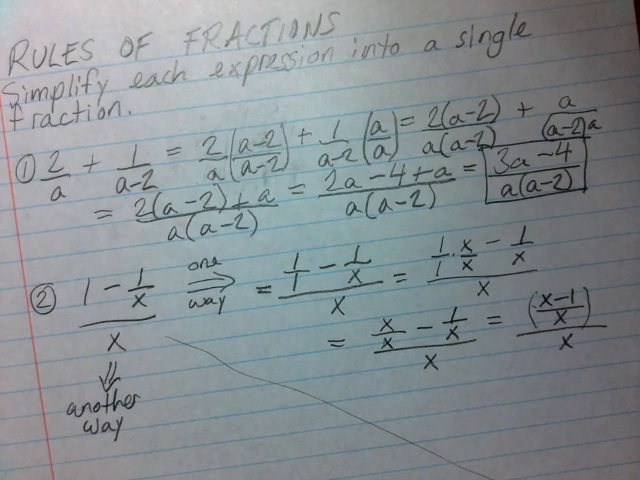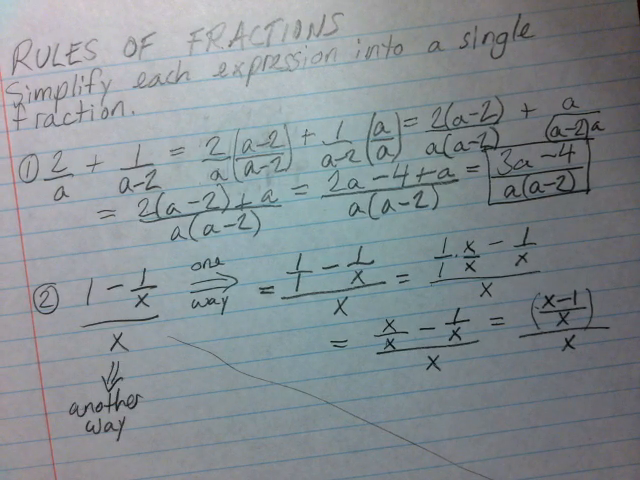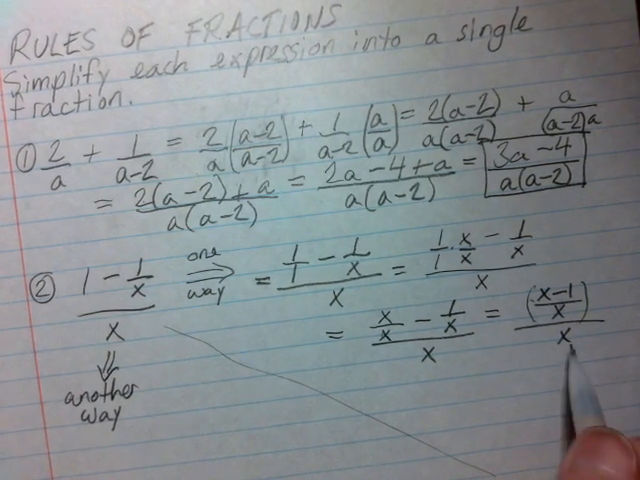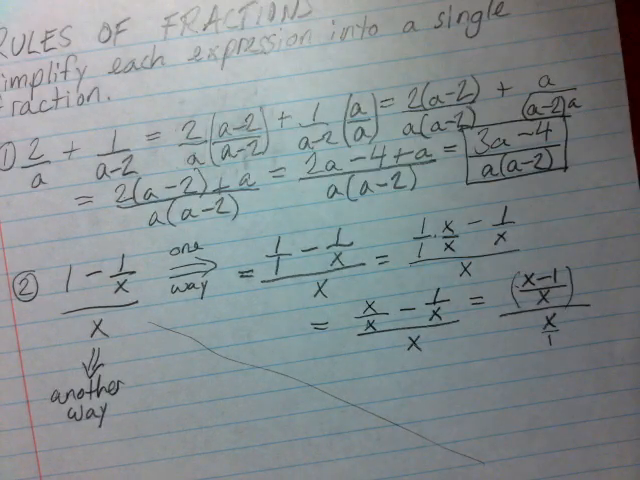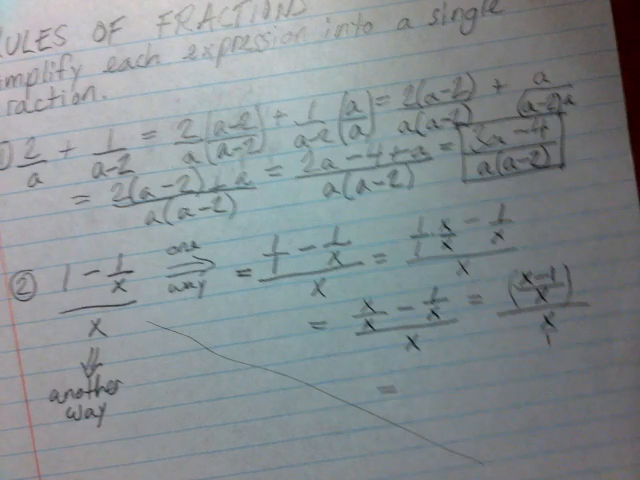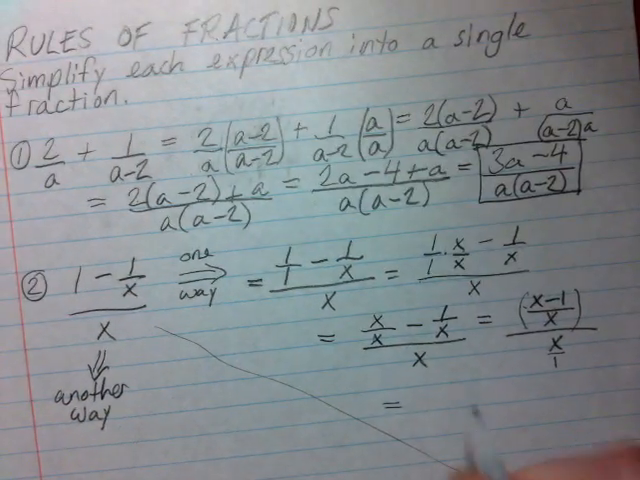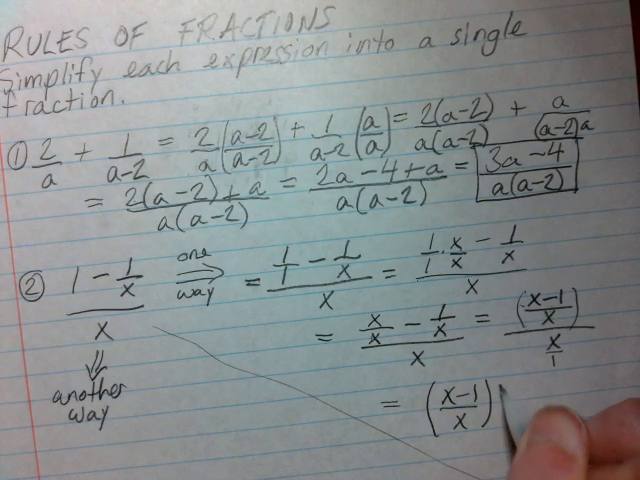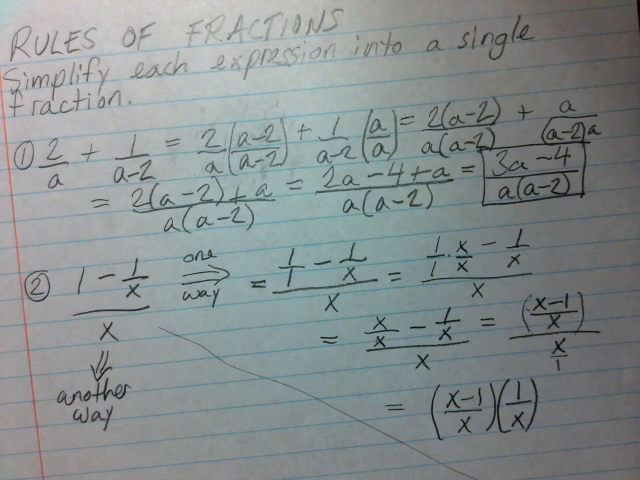Okay, now at this point I need to do something about this x in the bottom. So there's a few ways you could do this, but one way would be to realize that x is the same as x over 1. And now you have a fraction divided by a fraction. So when you have a fraction divided by a fraction, you take the fraction on the bottom, you take the reciprocal of it, and you multiply that by the top. So here's the top, and here's the reciprocal of the bottom. Reciprocal means flip it upside down.